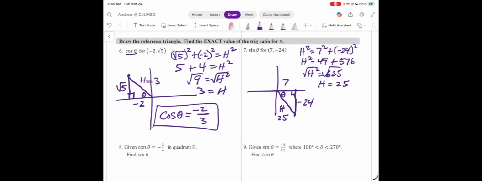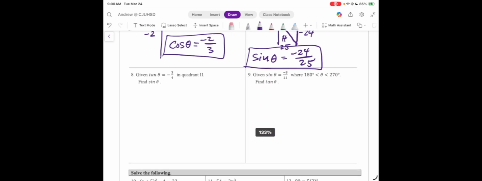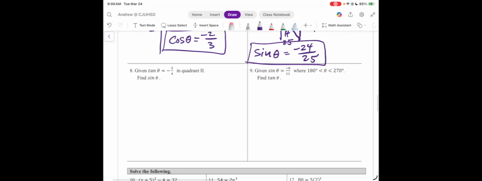Now I can answer what's the sine. Opposite would be negative 24 and hypotenuse 25. And there we go. Number 8 tells me the quadrant I'm in. I'm in quadrant 2.